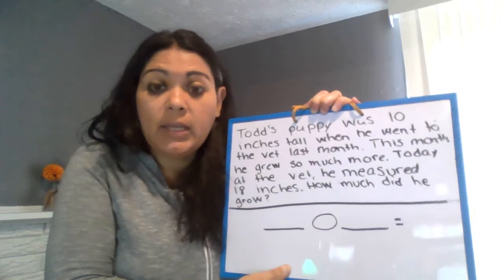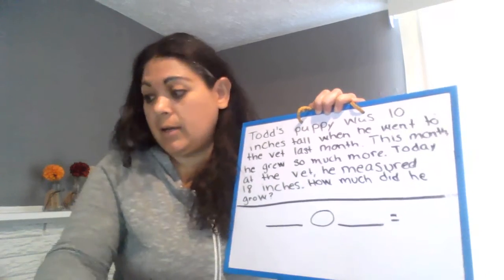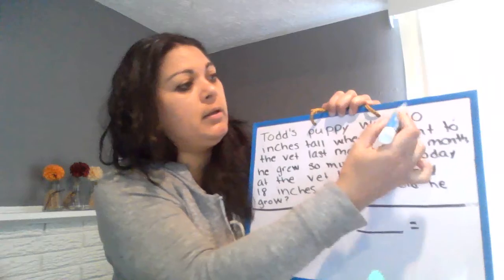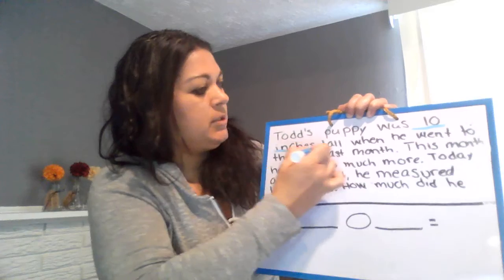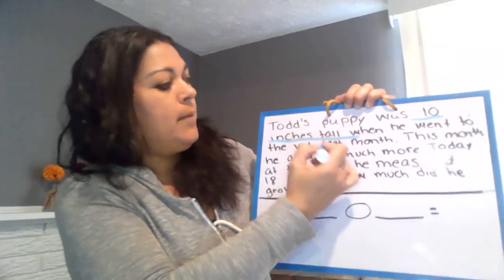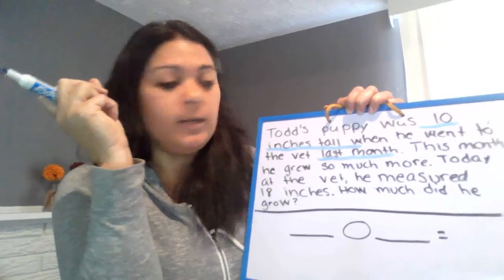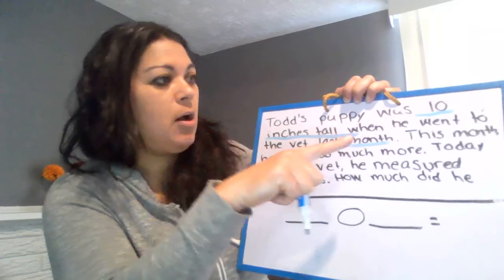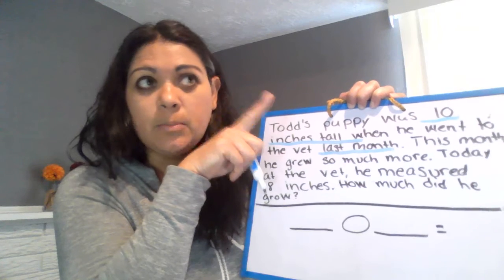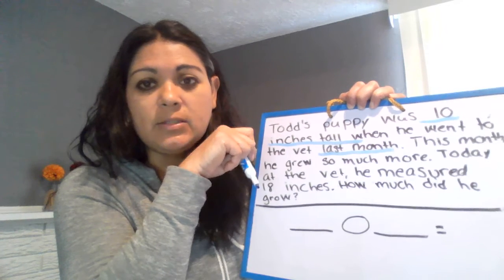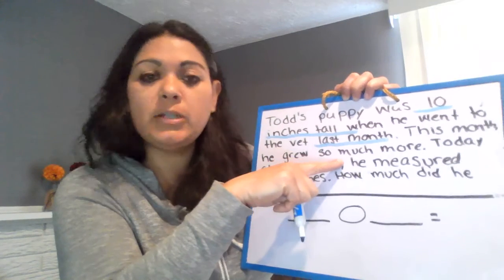So all of a sudden, we need to visualize what's going on in the story. At first, and I'm going to underline the information that I'm given. So I'm going to put 10 inches tall, and then I'm going to put last month, because that's important to know what we're comparing. So last month, he was 10 inches tall. This month, he grew some more. I hear some more, so that tells me that I'm going to add. Very good.